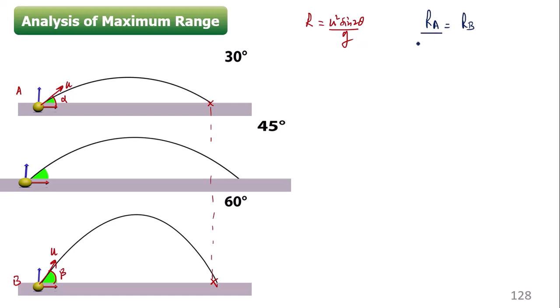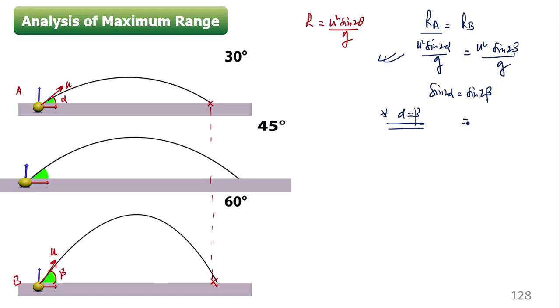Now what is RA? RA is simply u square sine of 2 alpha by g, which should be equal to u square sine of 2 beta by g. Both particles A and B are projected with the same speed and they land at the same point. That means the range is the same. So I can equate these two equations. Once you equate these two, I can write that sine of 2 alpha equals sine of 2 beta. So one solution is alpha equals beta. This is the first solution.